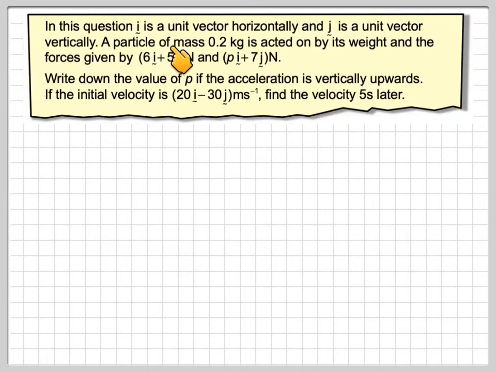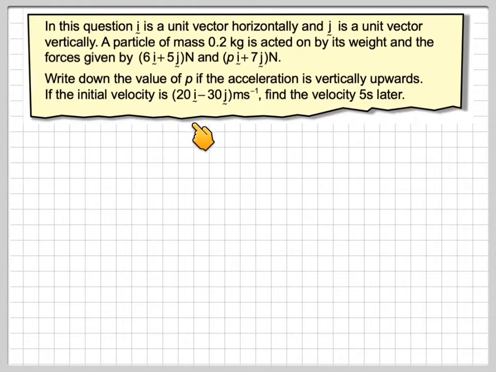In this vector, i is a unit vector horizontally and j is a unit vector vertically. A particle of mass 0.2 kilograms is acted on by its weight, and the forces given by 6i plus 5j newtons and pi plus 7j newtons. Write down the value of p if the acceleration is vertically upwards.